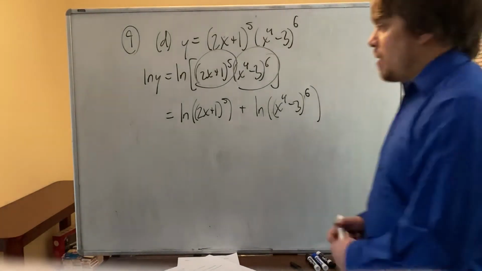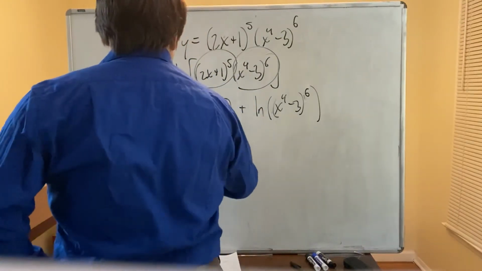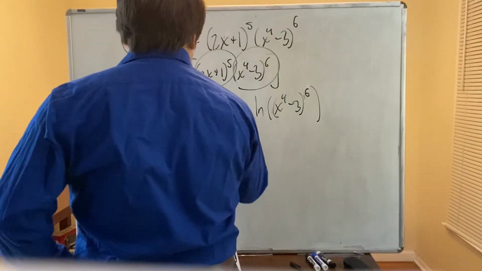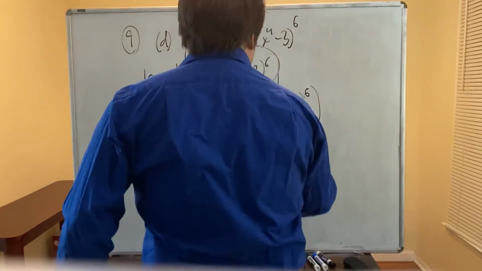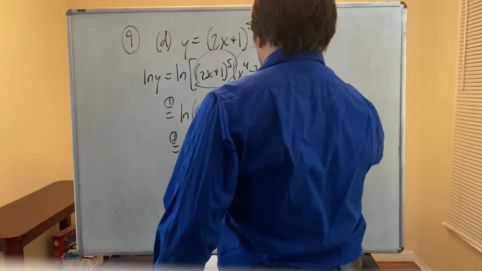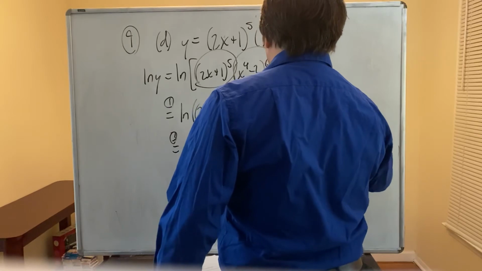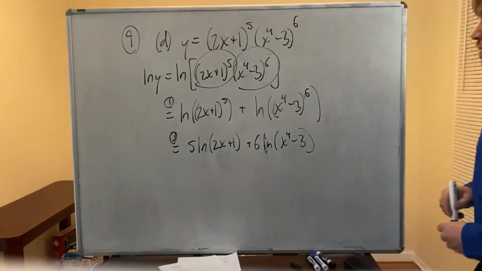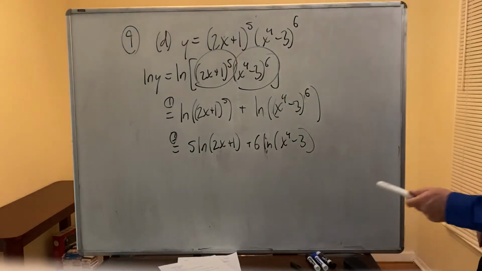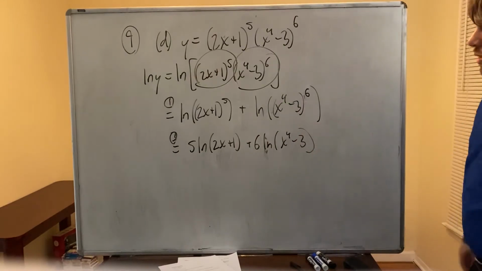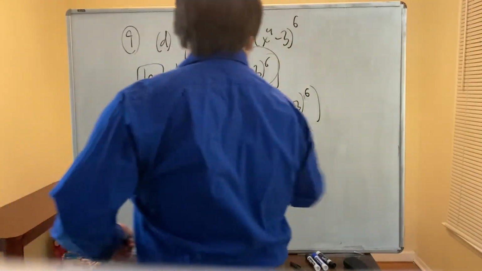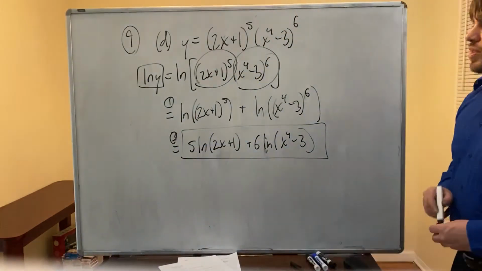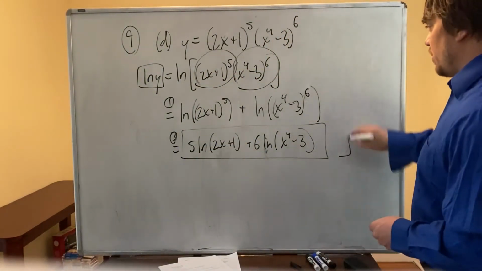Okay, and so that's by the first law of logarithms. Equals, now by the third law of logarithms, you move the exponents in front. That's 5 ln of 2x plus 1 plus 6 times ln of x to the 4th minus 3. So what I have now is ln of y is equal to that. That's step 1 of logarithmic differentiation.